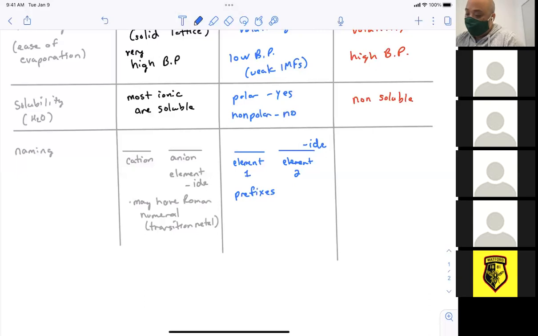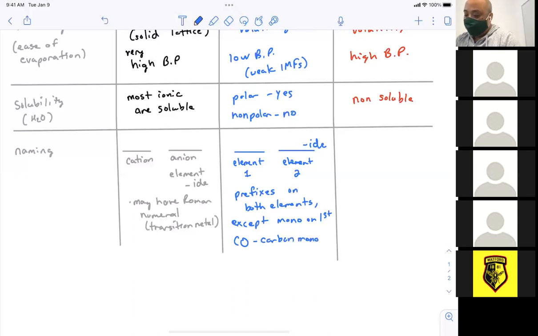Prefixes on both elements except mono on the first. So you use all the prefixes: mono, di, tri, tetra, penta, hexa, those prefixes, except you never put mono on the first element. The one I like to remember for that is CO, because we call that carbon monoxide. That reminds you that you don't put mono on the first one, and you do put mono on the second one. So I like that as a reminder for naming.